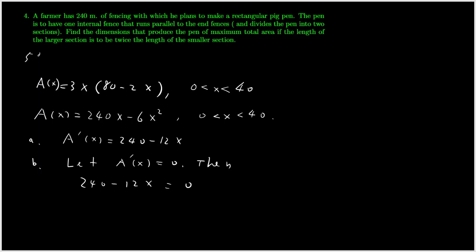This one is simple, right? I believe x is 20. If you want me to include more steps, 240 is equal to 12 times x, and then you divide two sides of the equation by 12. You have x value of 20. In this particular case, we have only one critical number, right?